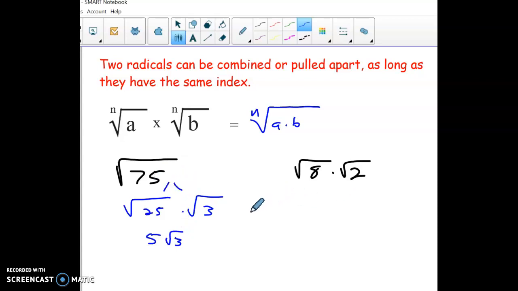You can also smash them together, right? As long as the indexes are the same, you can smash them together, and sometimes that's useful. Like radical 8 times radical 2 can become radical 16. And that's super useful because that's the perfect square that comes out as 4. So the point is you can break them apart, smush them together, just make sure that the indexes match when you're smushing them together.